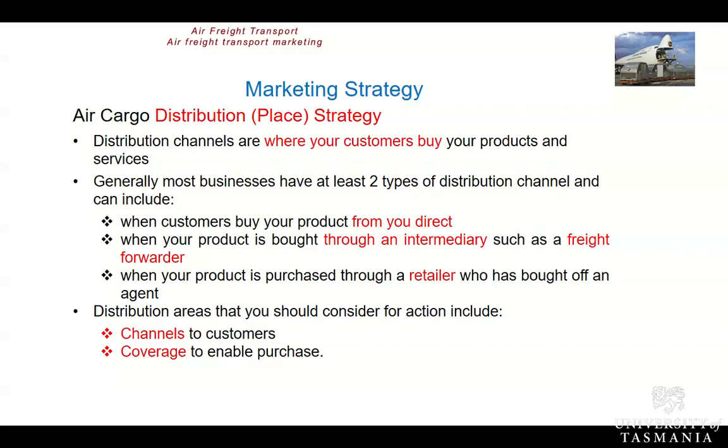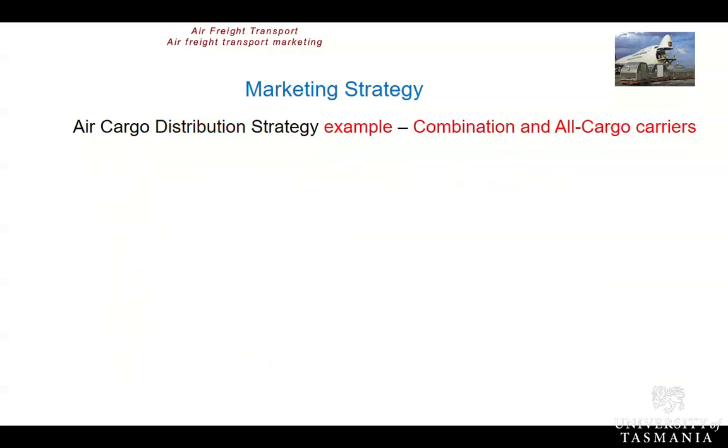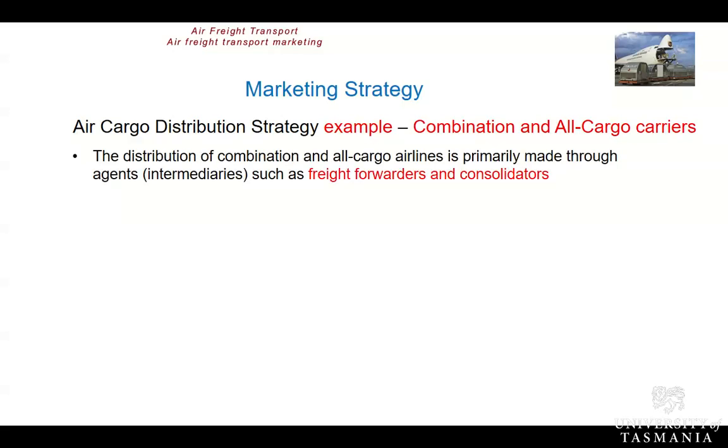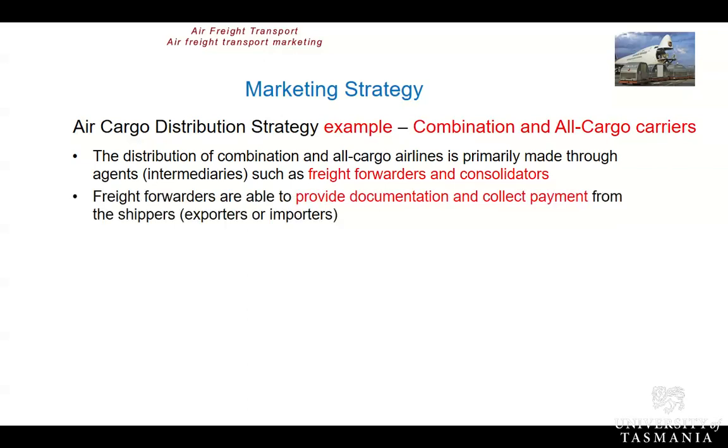And also you've got coverage to enable a purchase to be made. So you've got everything in place on the back end to ensure that that freight forwarder, when they determine that they want to make a booking, they can do that with you. Now, an example of a combination of all cargo carriers' distribution strategy is going to be something like this. It's primarily directed at freight forwarders and consolidators.